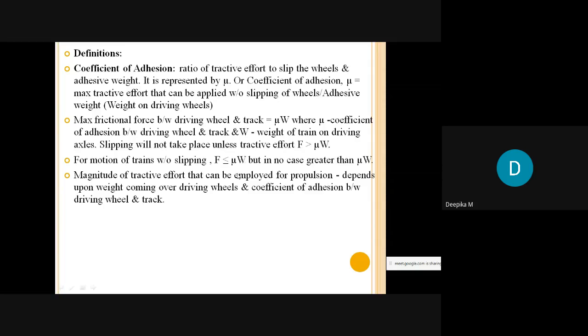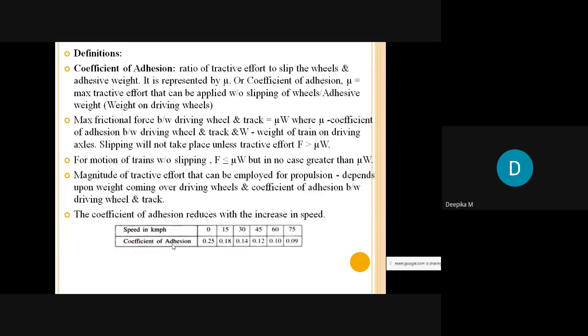So therefore this force will depend on the coefficient of adhesion and the adhesive weight. Then the coefficient of adhesion reduces with the increase in speed. If the speed increases, then the attractive force between the wheels and the track is going to reduce. This is the table you can see here. With the increase in speed, you can observe the coefficient of adhesion is going to reduce.